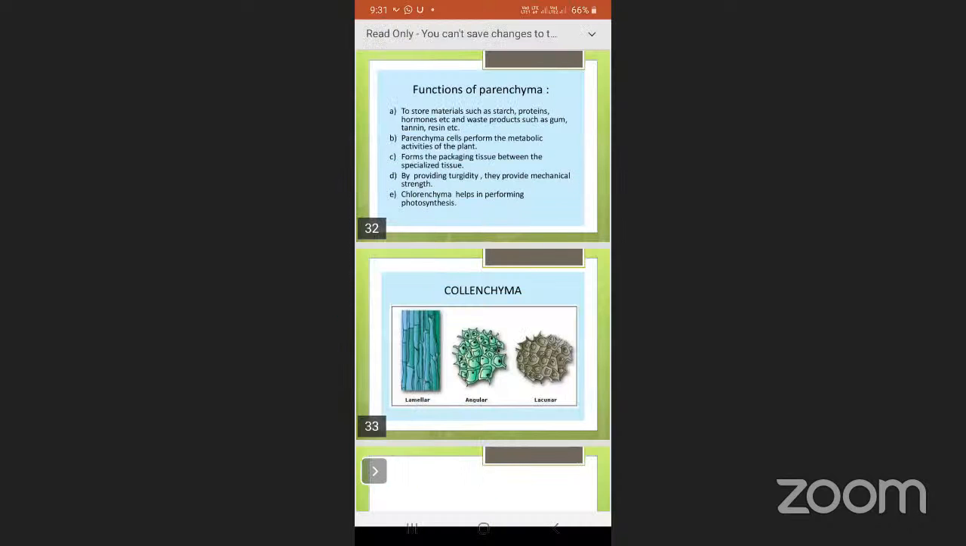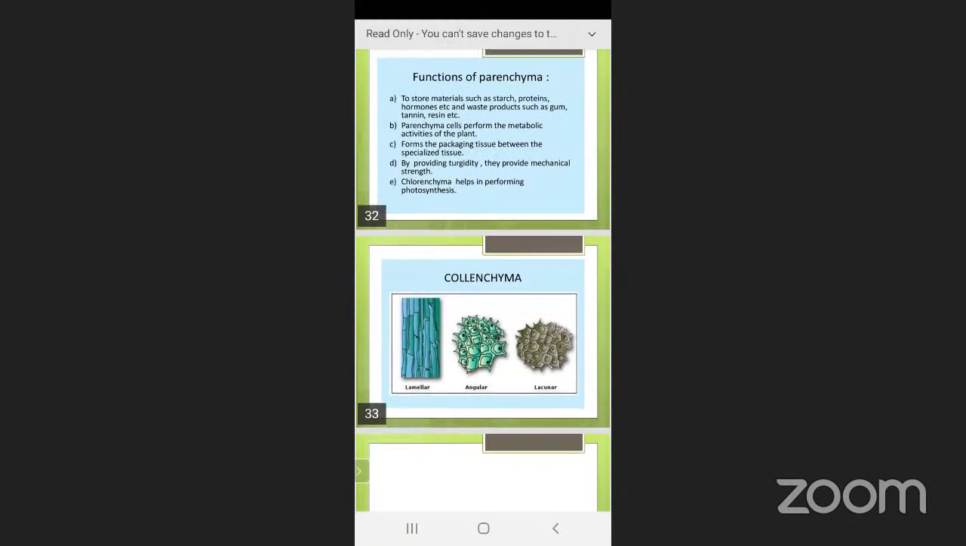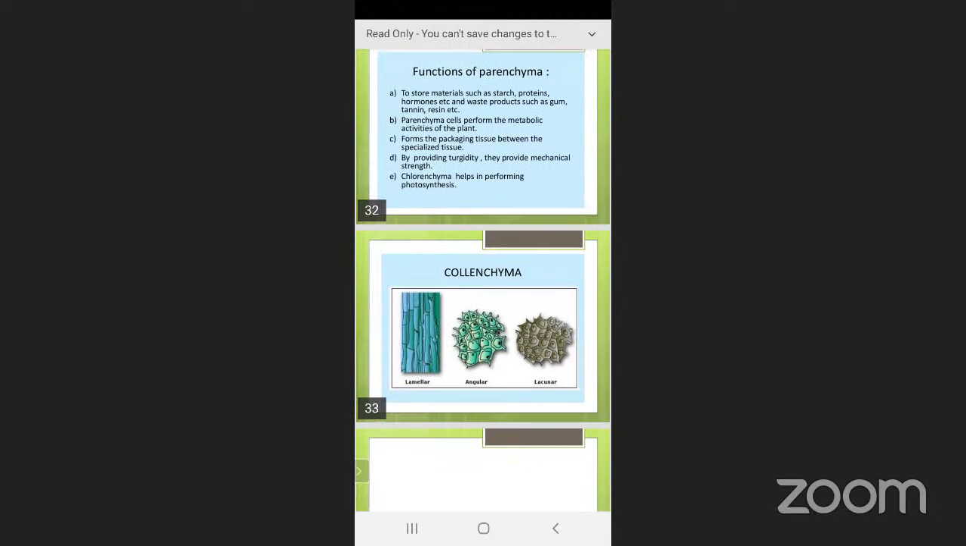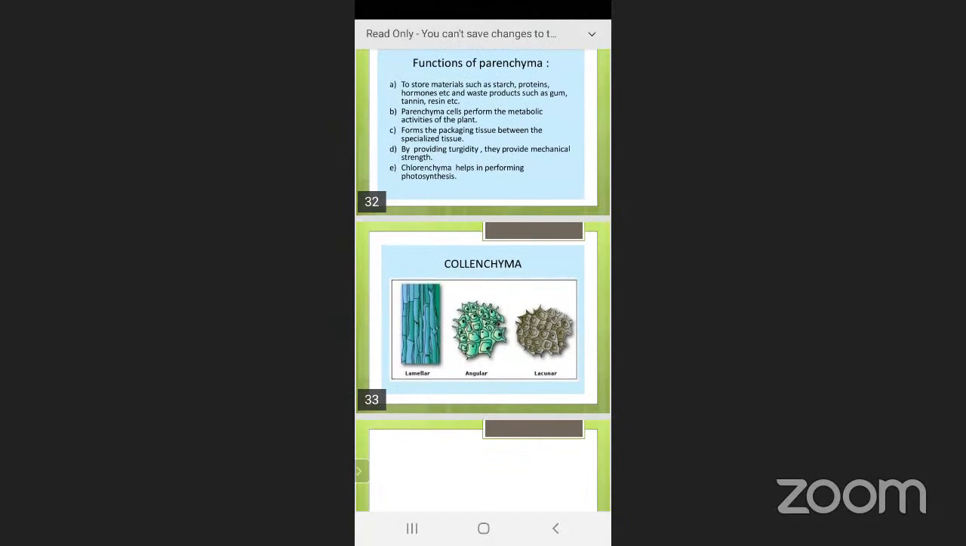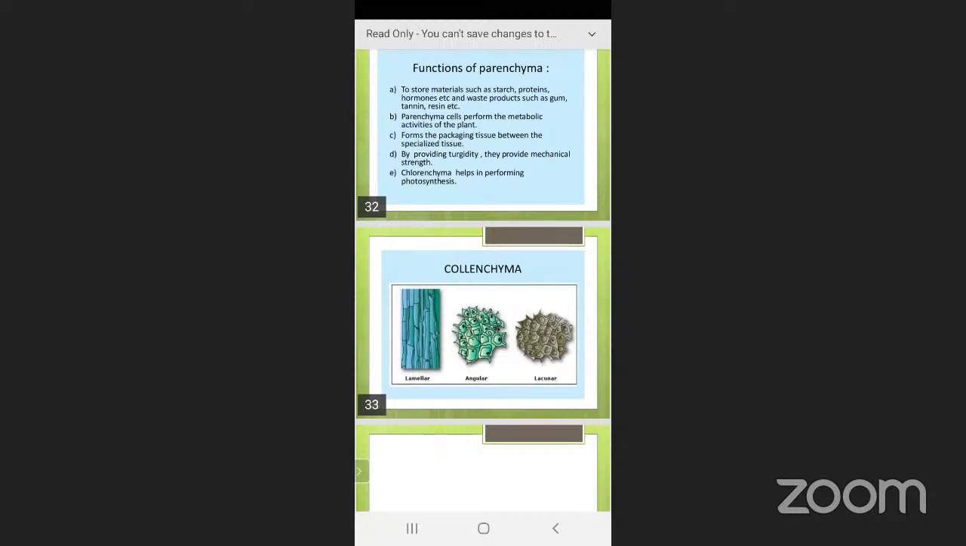Parenchyma cells perform the metabolic activities of the plant and form the packing tissue between the specialized tissue by providing turgidity. They provide mechanical strength. Chlorenchyma helps in performing photosynthesis. Once again, I repeat the functions of parenchyma: to store materials such as starch, protein, hormones, etc., and waste products such as gum, tannin, resin, etc. in storage tissue. This is a part of parenchyma.